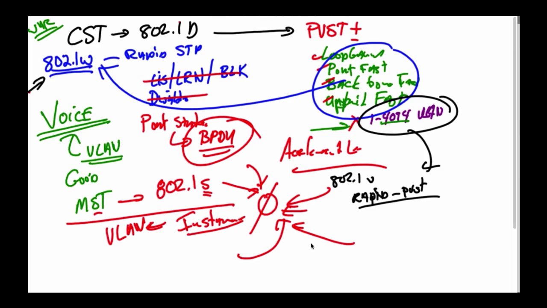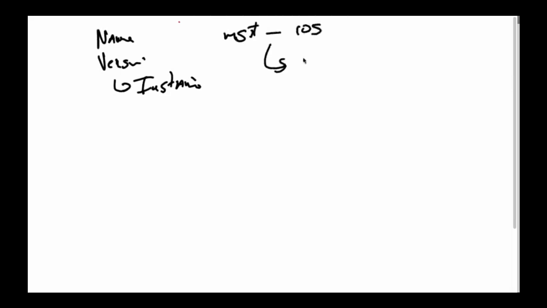Now, in order to do this, there are some configuration requirements that we need. First, we're going to configure a name. We're going to configure a version. Then we're going to assign instances. What is an instance? Well, in terms of MST's implementation on IOS, an instance is a group of VLANs.